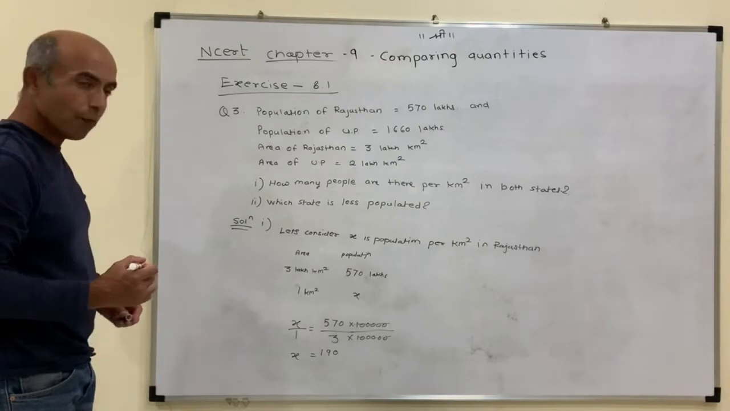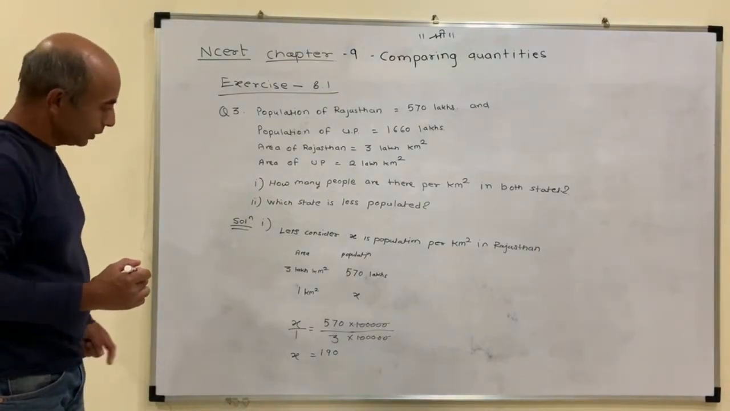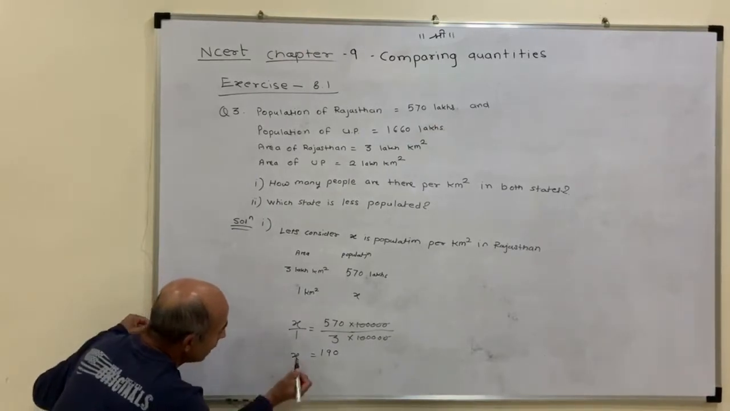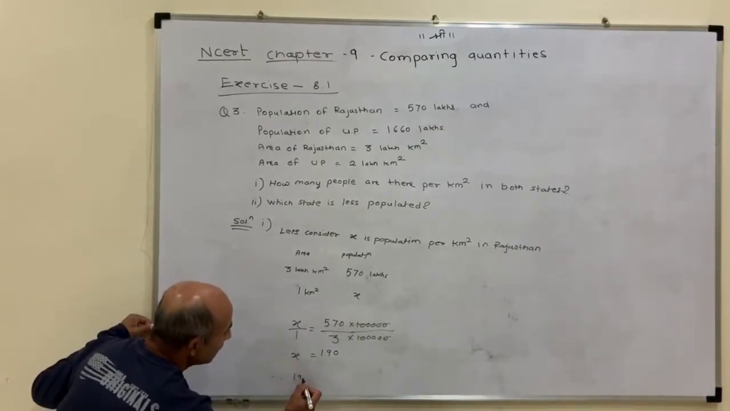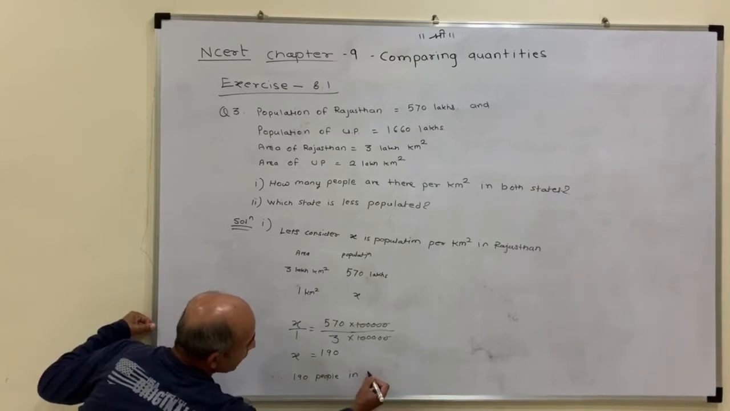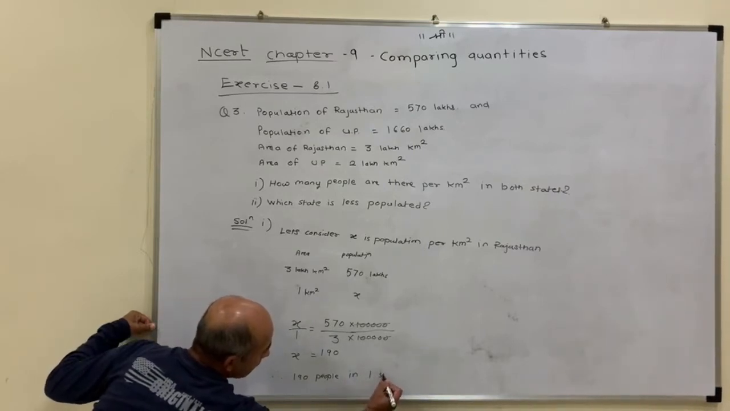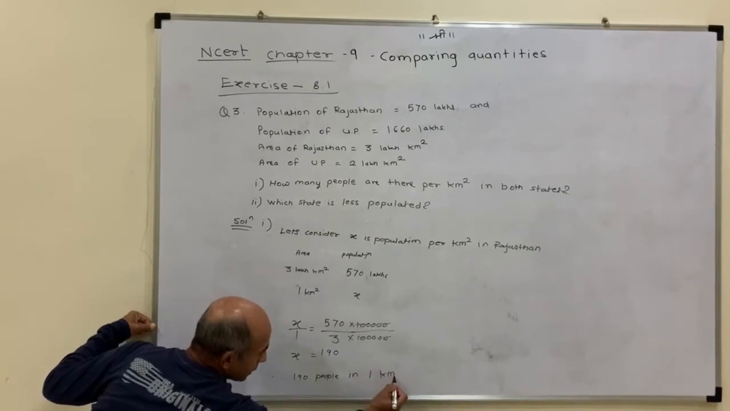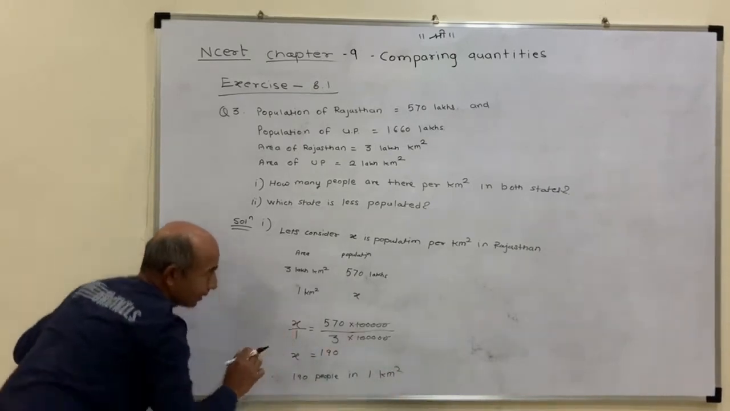X equals 190. So what is our answer? There are therefore 190 people in 1 kilometer square in Rajasthan.